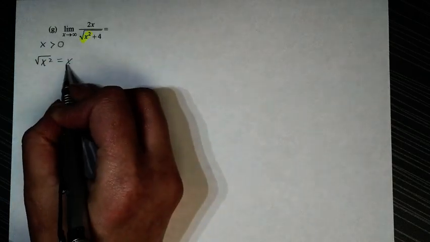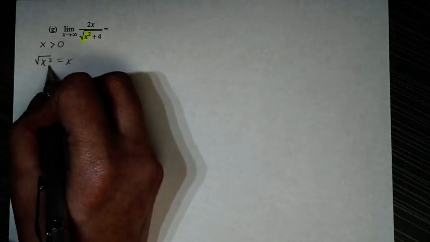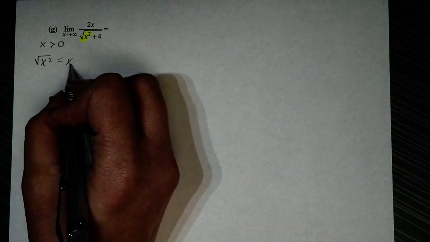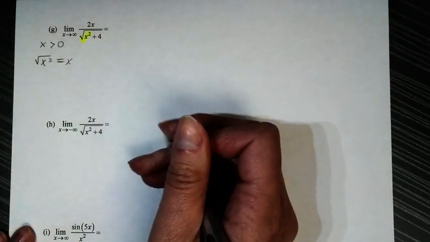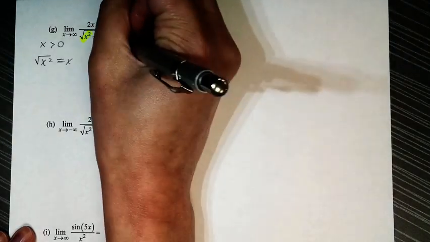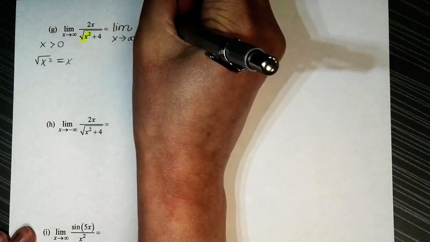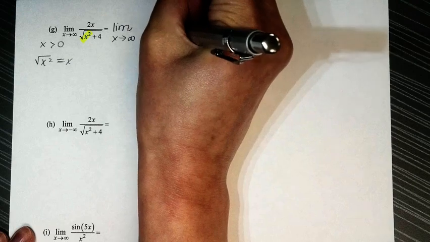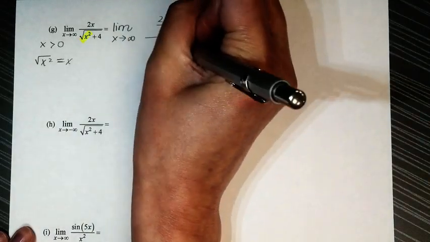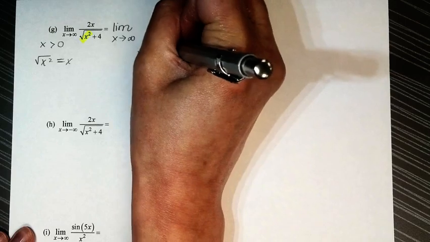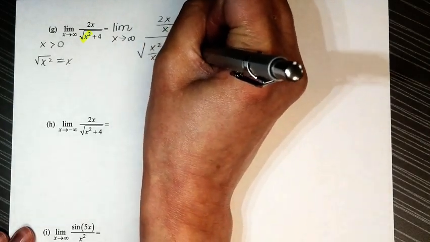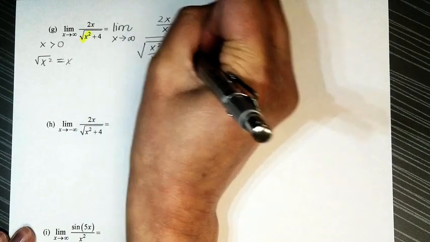With this being said, you know that the square root of x squared is going to be plus or minus x, but in this situation that's not going to fly with limits, because you can see that x is approaching positive infinity. Then what you're going to do here is follow the same process that we learned in the previous example. The limit as x approaches positive infinity is going to be the same as 2x divided by x, all of this divided by the square root of x squared divided by x squared plus 4 divided by x squared.